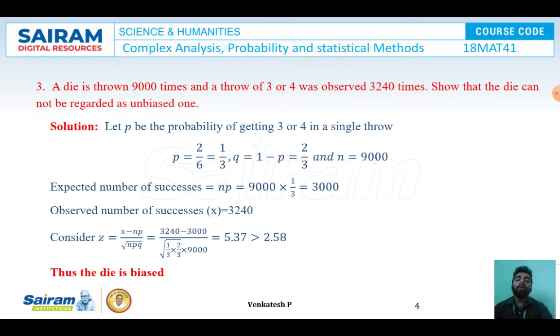Now I'm going to test the hypothesis with the help of the formula, that is Z is equal to X minus NP divided by square root of NPQ. So this will be equal to 3240 minus 3000 whole divided by square root of 1 by 3 into 2 by 3 into 9000. After simplifying this equation, we got the value 5.37, which is greater than 2.58. So our hypothesis is wrong. Hence we can say that the die is a biased die.